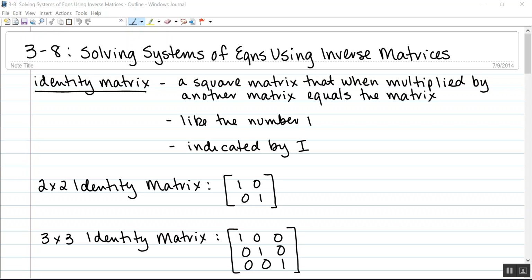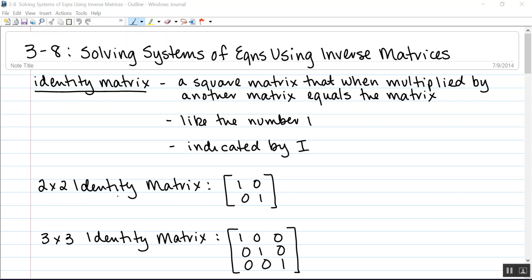Section 3.8 is on solving systems of equations using inverse matrices. The identity matrix is a square matrix that, when multiplied by another matrix, equals that matrix. It's a lot like the number 1. What can you multiply a matrix by and get the same matrix out? It's called the identity matrix, and it's indicated by an uppercase printed I.